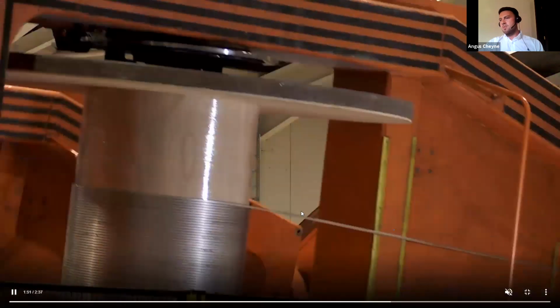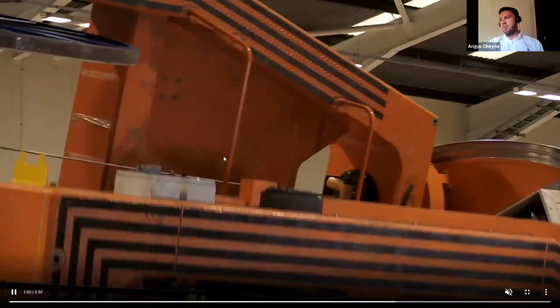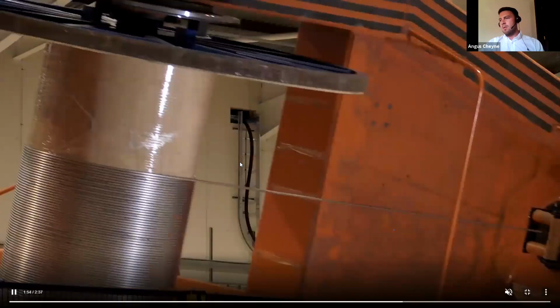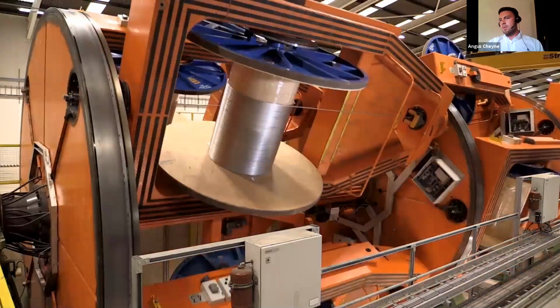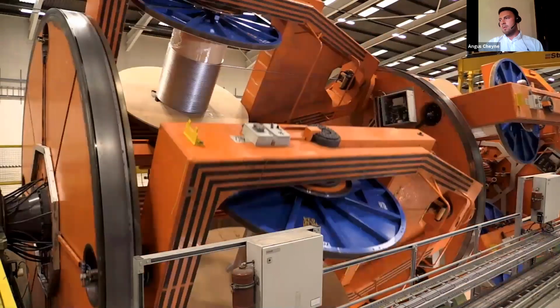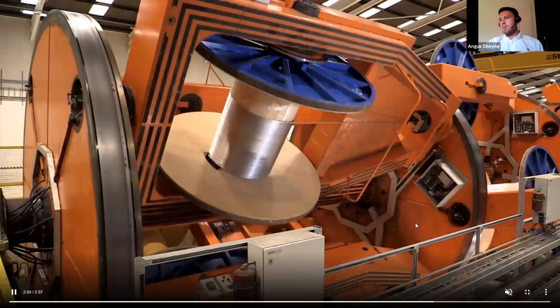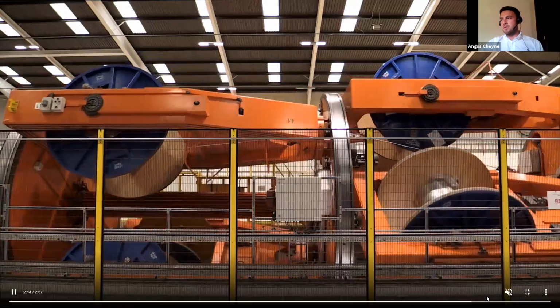There you see a steel tube being helically laid up. And there you see the bundle of components. So you can see the steel tubes, and those are filler ropes next to it as well.